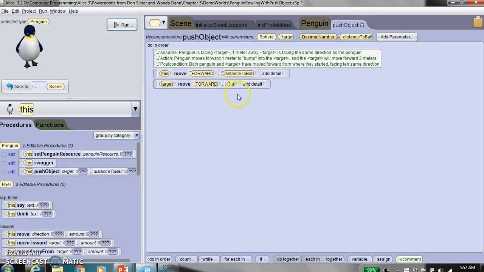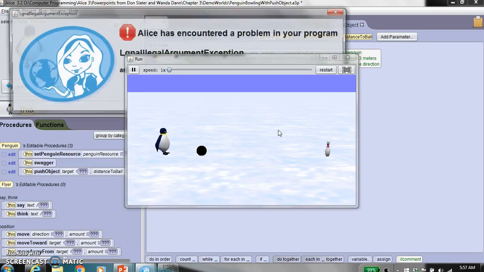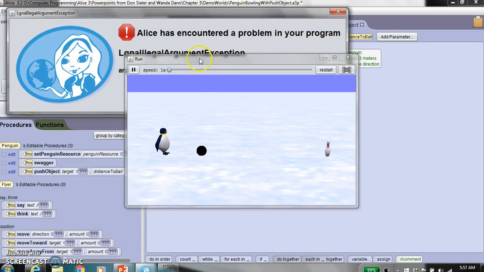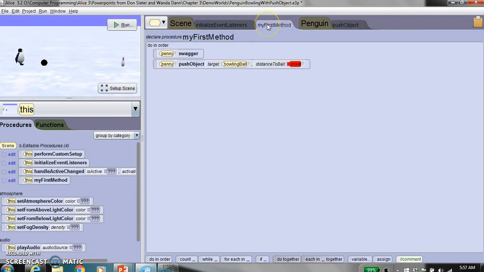But watch what happens when I run it. If I run it, okay, there goes the penguin swaggering. Lovely, lovely, fine. And then Alice is freaking out. Why? Because I set up this thing called distance to a ball, but what is that distance? Did I ever define it? No. Where would I define it? In my first method. Why? Because that's where the procedure push object gets called, it gets invoked.